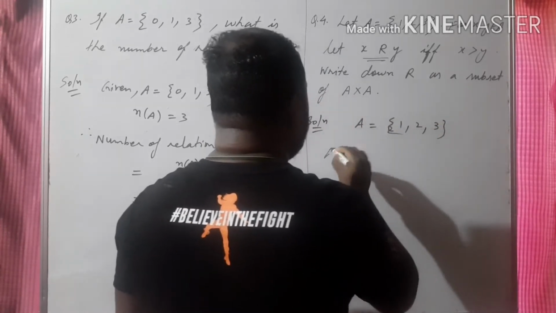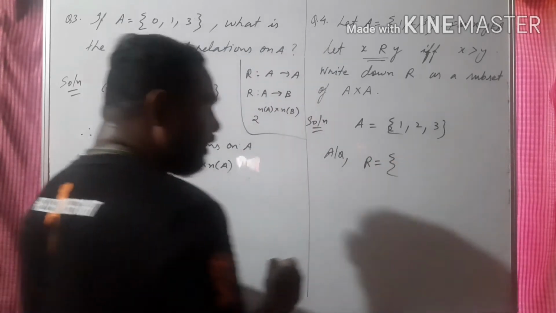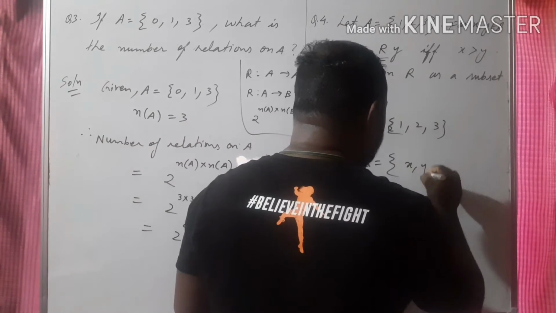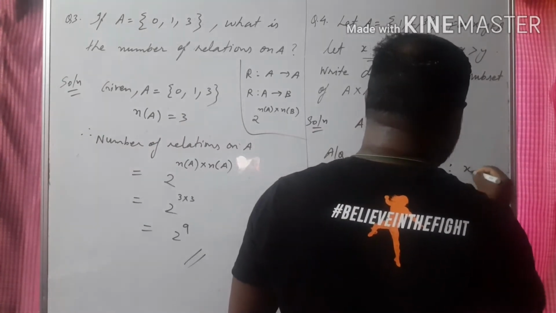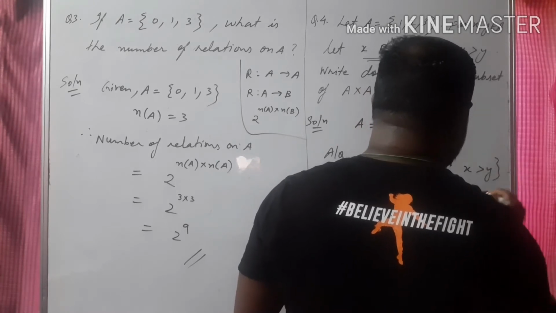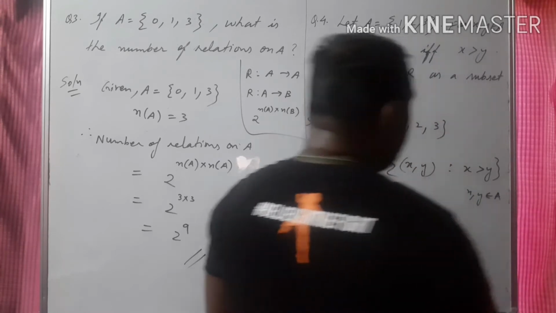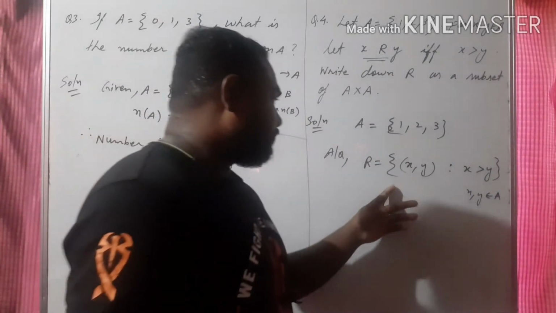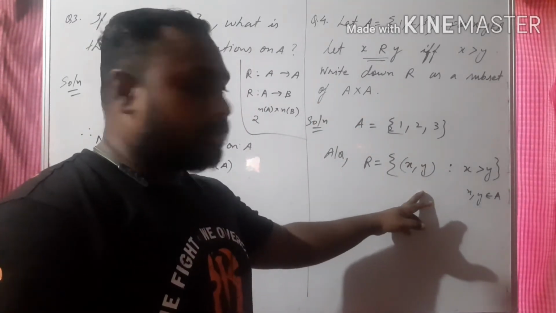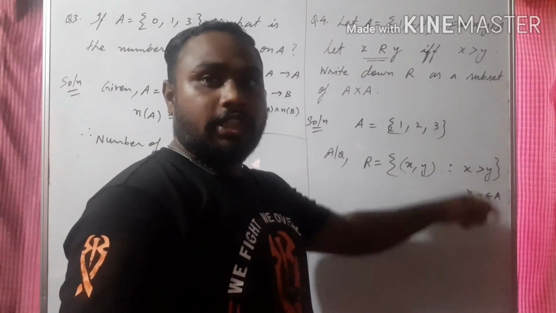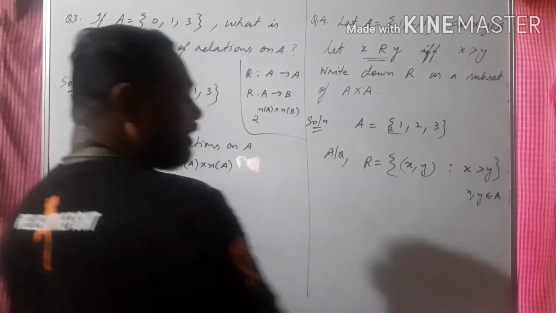According to the question, the relation R will contain those elements such that x is greater than y. Here x, y will lie in A only. So the relation R will contain those ordered pairs which satisfy this condition, x is greater than y, and this relation will obviously be a subset of A cross A only.